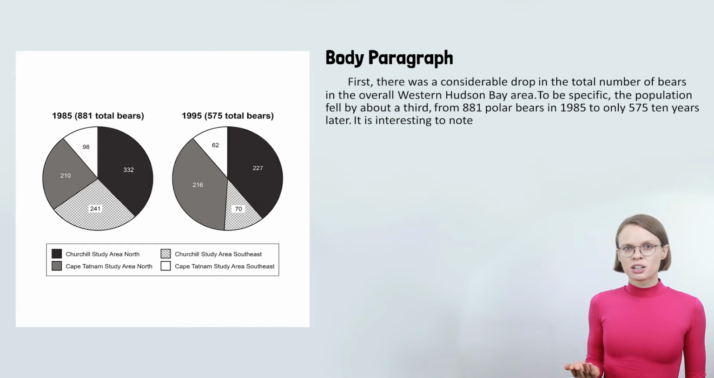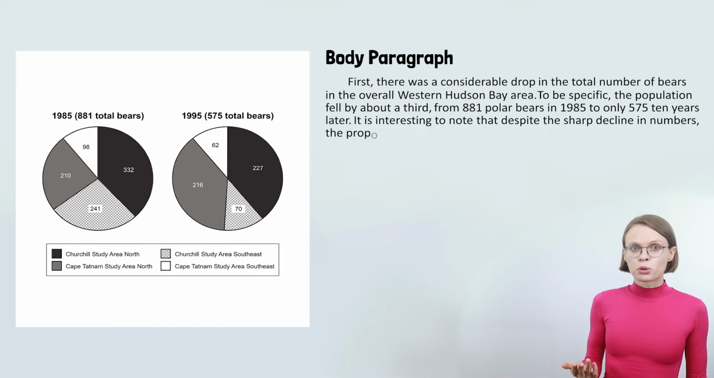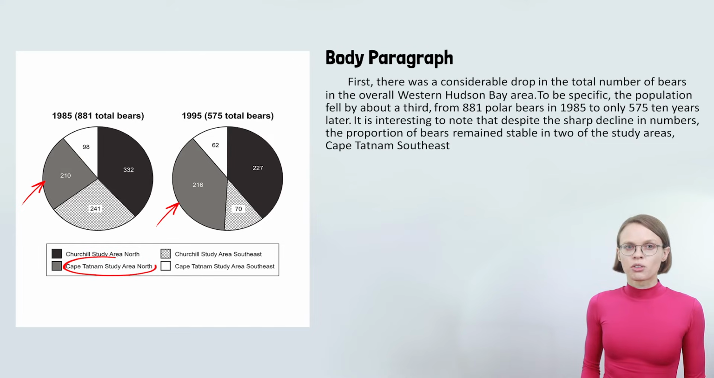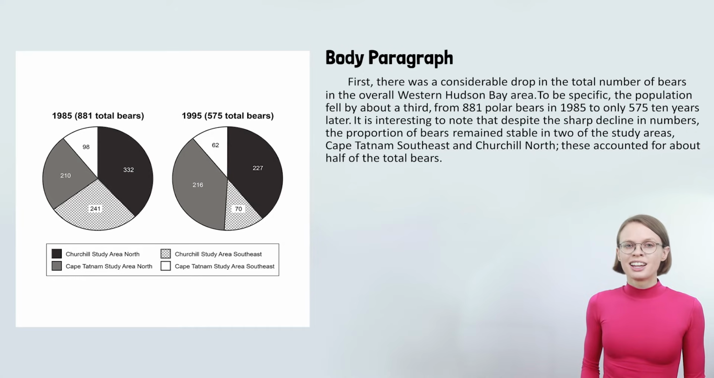It's interesting to note that despite the sharp decline in numbers, the proportion of bears remained stable in two of the study areas, Cape Tatnam Southeast and Churchill North. These accounted for about half of the total bears. "Sharp decline" and "remain stable" are awesome vocabulary words that help me describe the chart precisely.